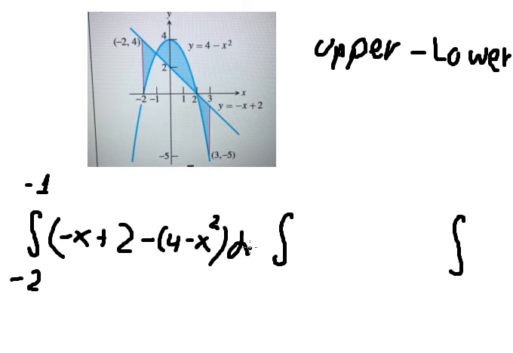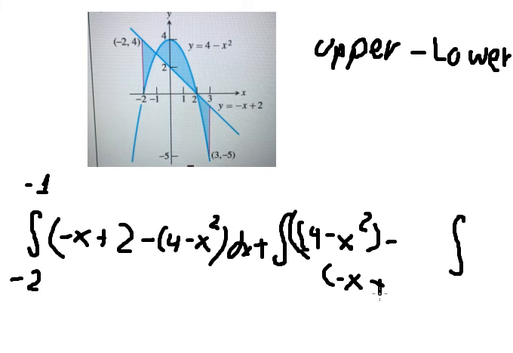The second interval, we see that the curve in here is above the line, so we have 4 minus s squared, and we need to minus the line in here, that's negative s plus 2, ds, so the integration from negative 1 to positive 2.